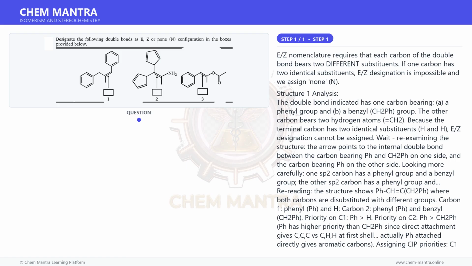Looking at the drawn structure, both Ph groups appear on the same side, both in the upper region. This would be Z. Answer, Z.